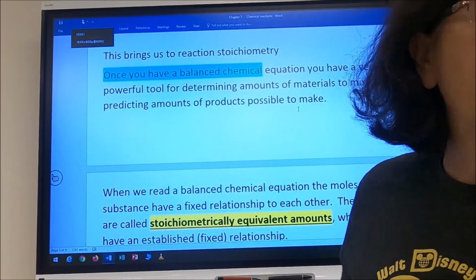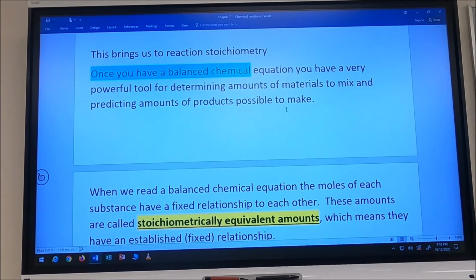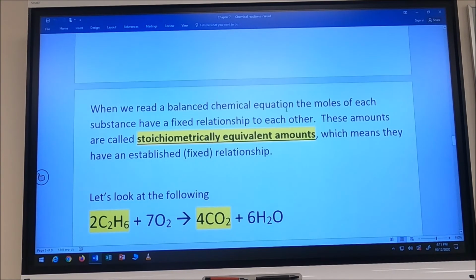Now, once we have a balanced chemical equation, what we've got is a powerful tool for determining amounts of materials that we can mix together to make something, and it's a powerful tool for us to predict how much product we can make. So guys, we're going to mix together the math we were doing with our intro to the mole with a balanced chemical equation. So scroll up for me.